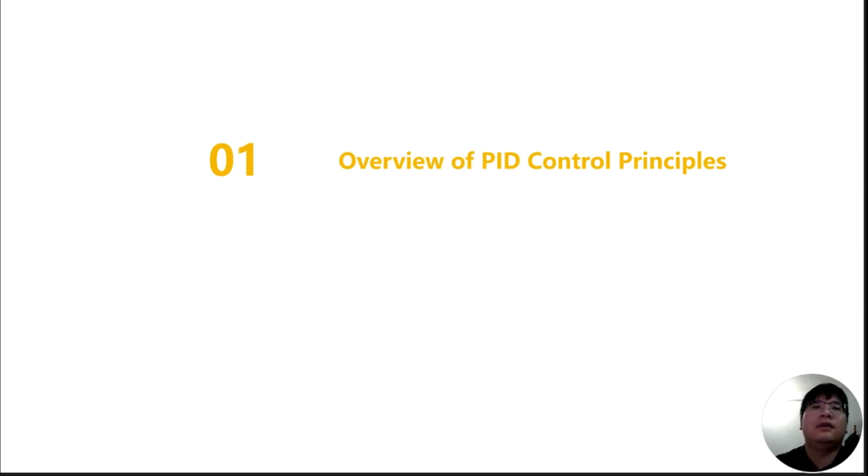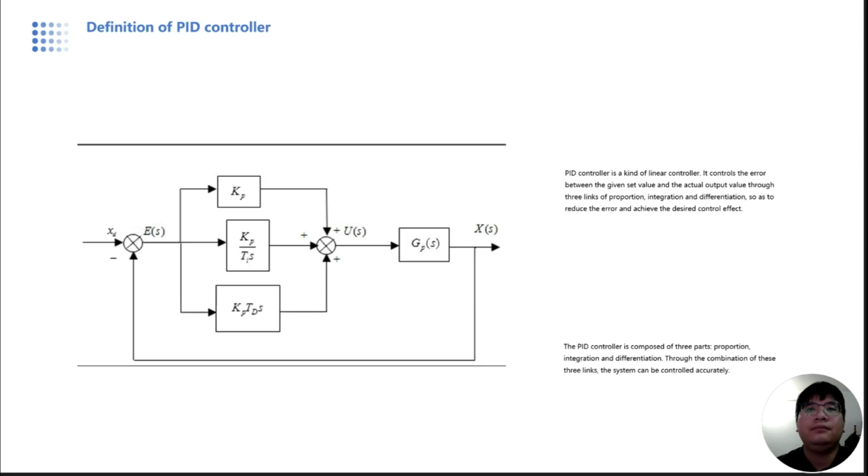Firstly, we will enter chapter 1 to provide an overview of the basic principles of PID control. We will first clarify what the three letters PID represent and how they work together. To understand PID, we first need to look at its family portrait, which is a classical closed-loop control system diagram.